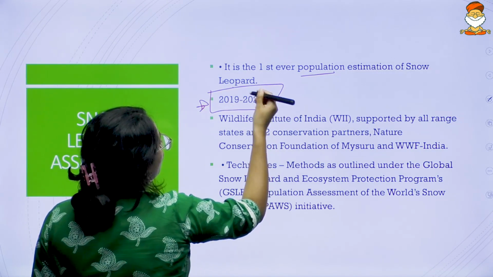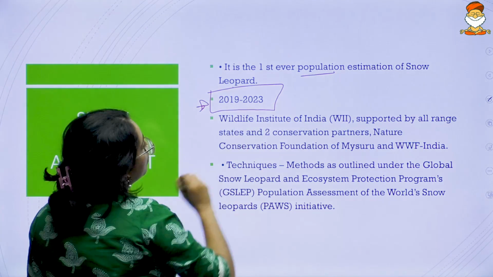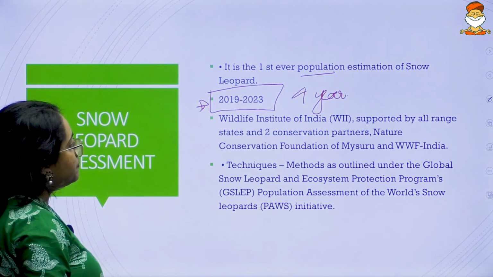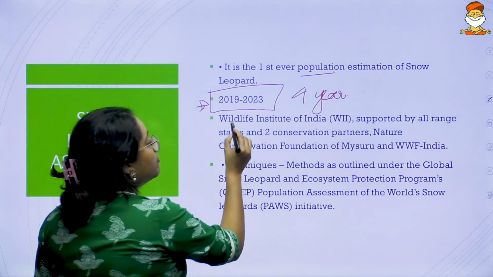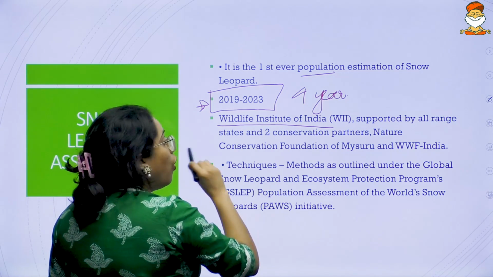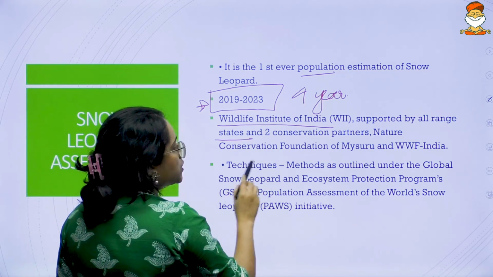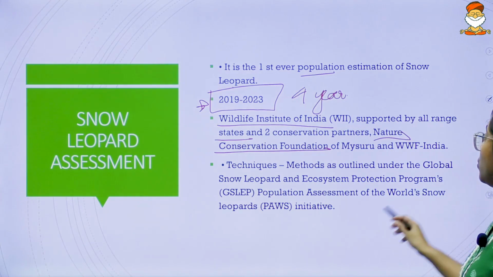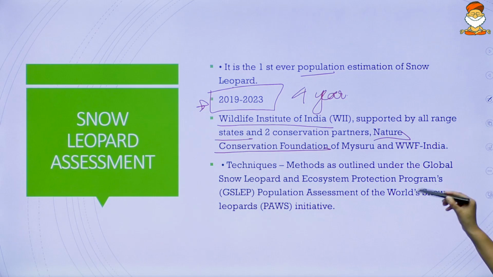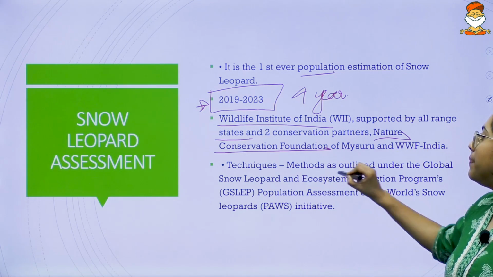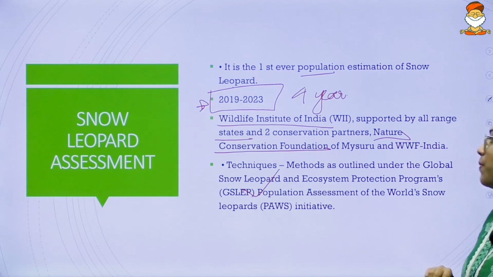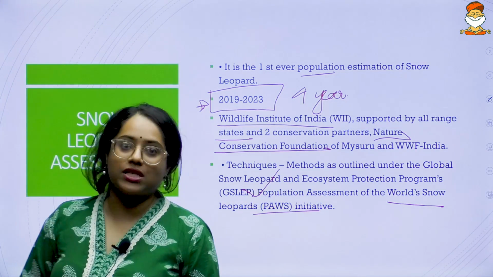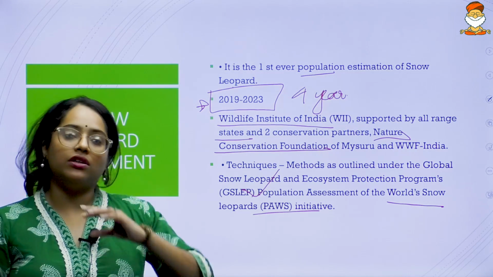You can see over here, it happened over a 4-year period, and in India it was supported by the Wildlife Institute of India and all the range states and 2 conservation partners, which was National Conservation Foundation and WWF India. They used several techniques for this, where you had your Global Snow Leopard and Ecosystem Protection Programs Population Assessment, GSLEP, World Snow Leopard Initiative, that is your PAWS initiative. All of them had come together to do the assessment.